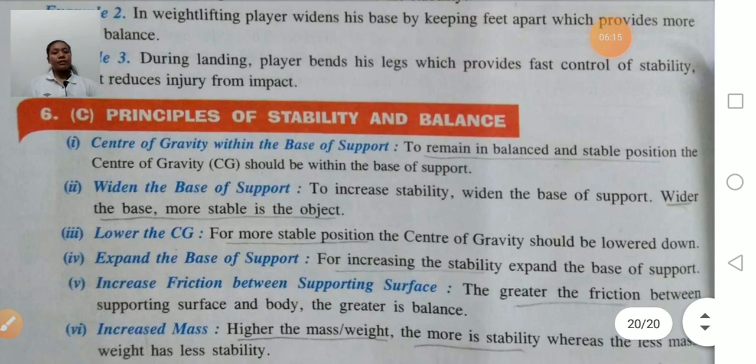Principle of stability and balance. First principle of stability and balance: center of gravity within the base of support. To remain in a balanced and stable position, the center of gravity should be within the base of support. Okay, center of gravity should be within the base of support.